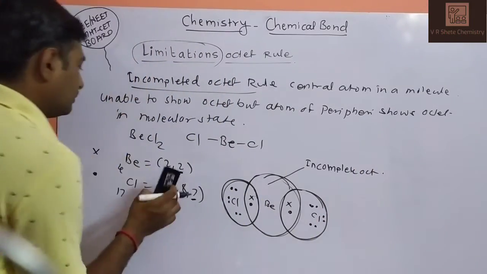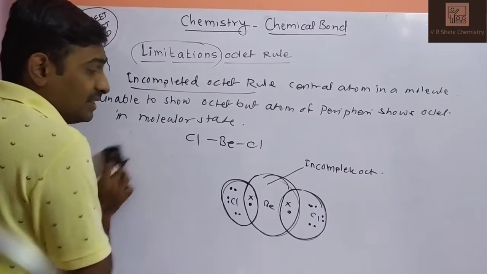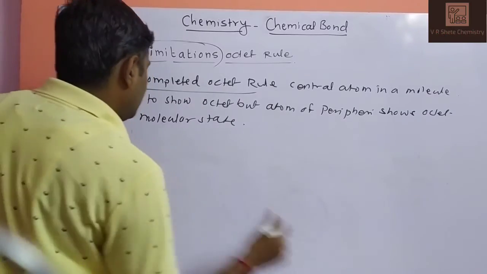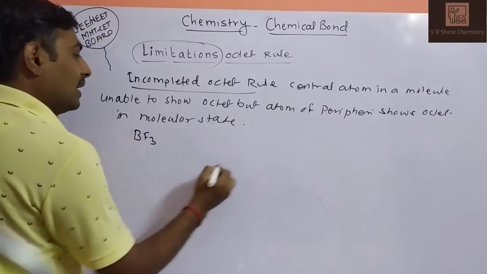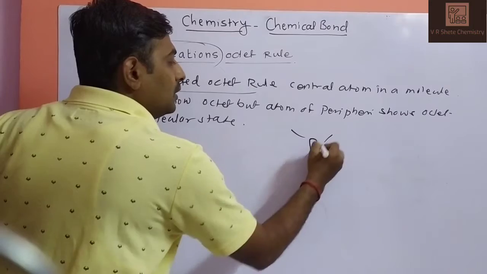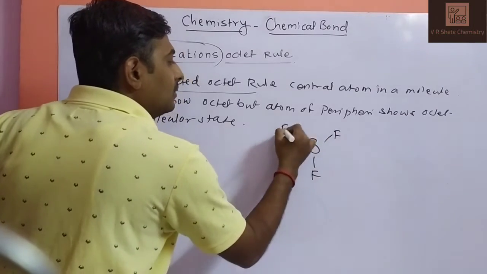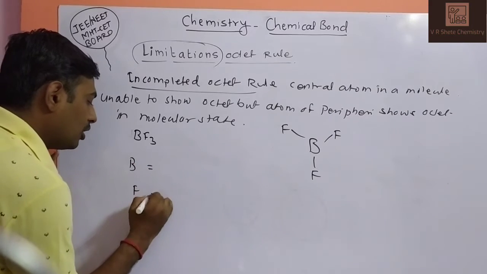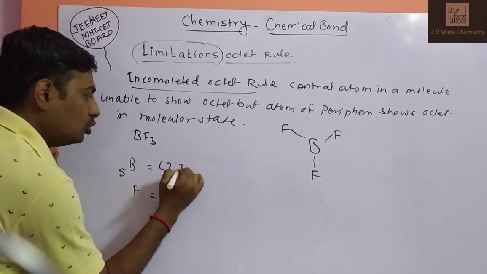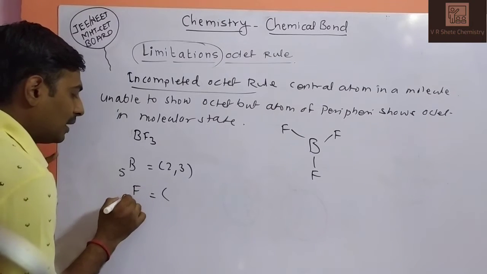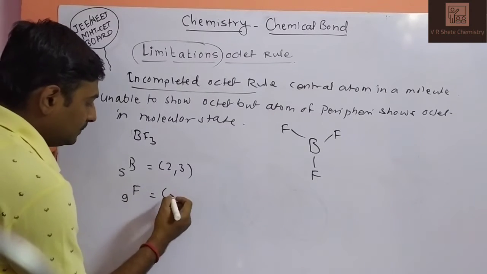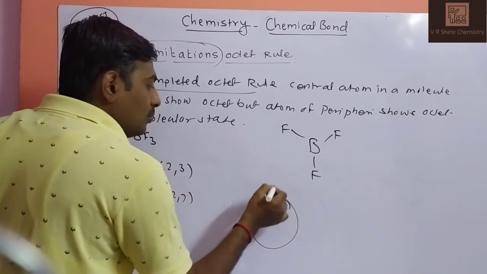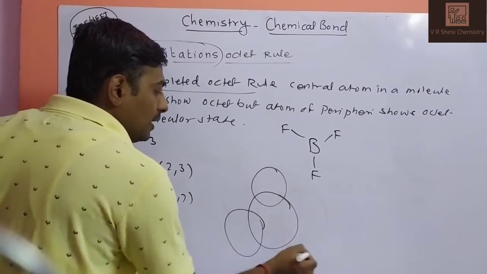Second example, with single covalent bond, BF3 type molecule. BF3, again the structure will be planar, trigonal with 120-degree angle. So this is your BF3. Centrally boron, at the periphery fluorine. Boron atomic number 5, electronic configuration 2, 3, and fluorine atomic number 9, electronic configuration 2, 7. So at the center there is boron, here fluorine, fluorine and fluorine.